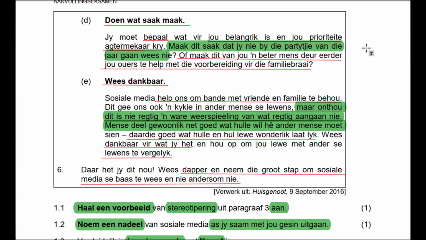Yeah. So ek kan sien hier kan groepsdruk plaasvind, want jou vriende kan vir jou sê, ag man, jy weet, sluip by die huis uit, kom net vir 'n uur of 2, moenie 'n sussie wees nie. So daar's baie groepsdruk wat hier kan plaasvind.